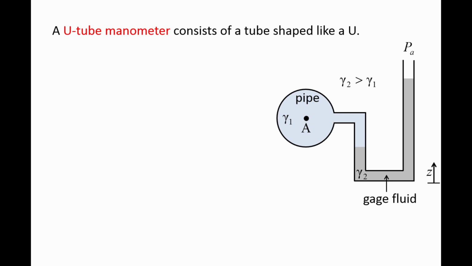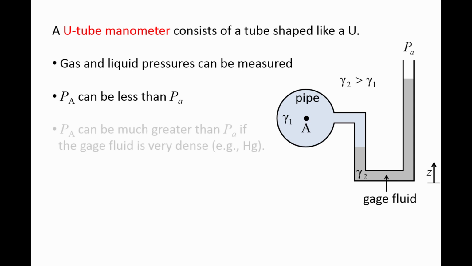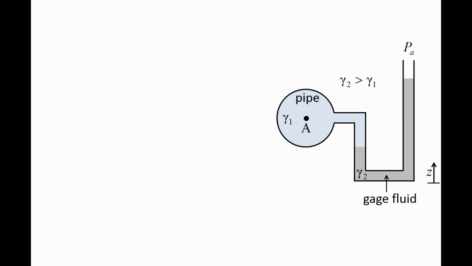A second fluid, called a gauge fluid, is placed inside the tube and it has a higher specific weight than the fluid in the pipe. The use of a gauge fluid means that the pipe could be filled with a liquid or a gas. Additionally, the U shape of the tube means that the pressure in the pipe could be less than the ambient pressure. And the pressure in the pipe can be much larger than the ambient pressure if the gauge fluid is relatively dense, like mercury.